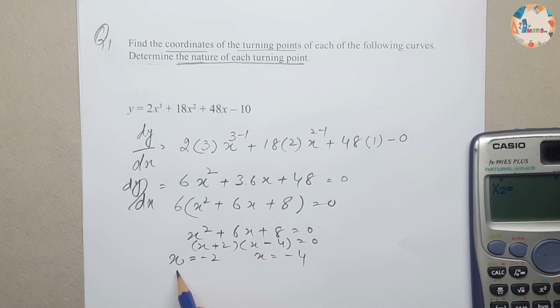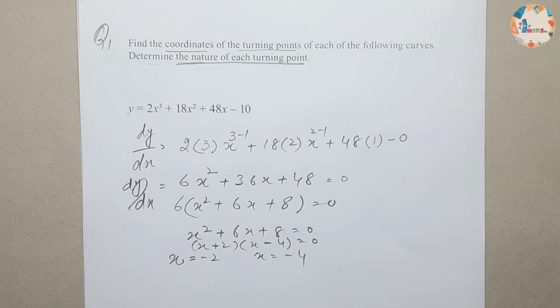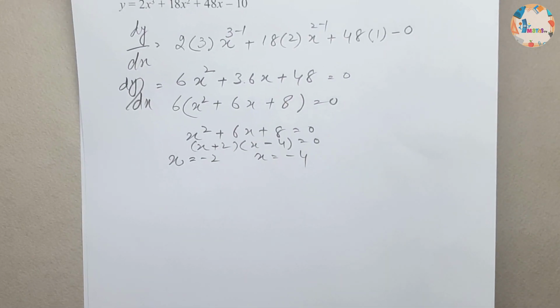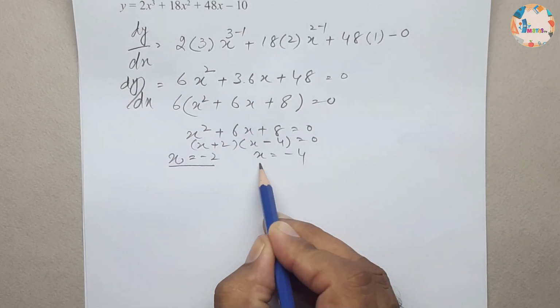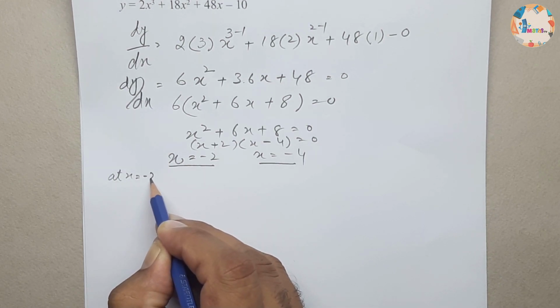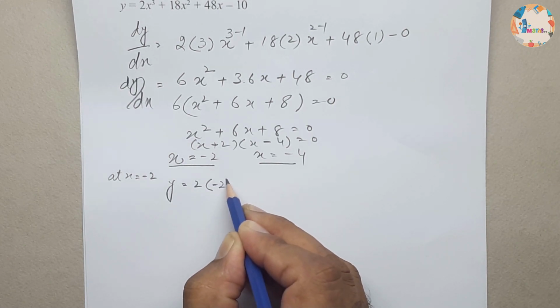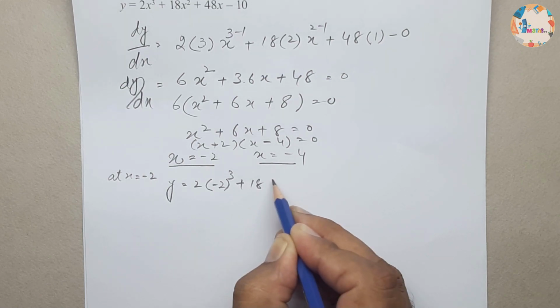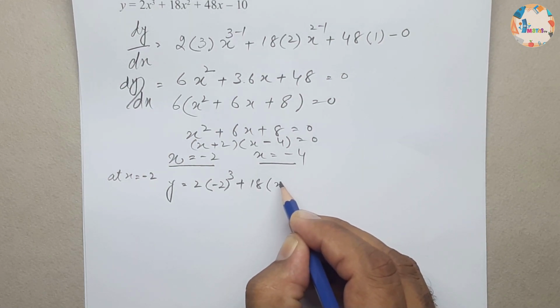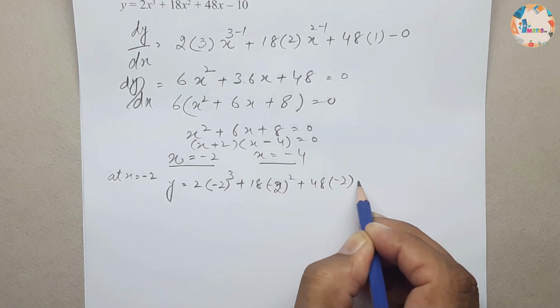Then these are two values which we have to replace in the given equation. So replacing in this one, at x equal to minus 2, y will be equal to 2 into minus 2 cubed plus 18 into minus 2 squared plus 48 into minus 2 minus 10.